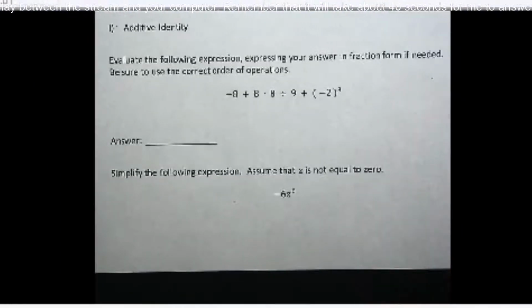Evaluate the following. It's just simplifying. See what you get. So I can do the negative 2 to the third, and that negative is in parentheses, so it will be included when I take that third power. So that's negative 2 times negative 2 times negative 2.